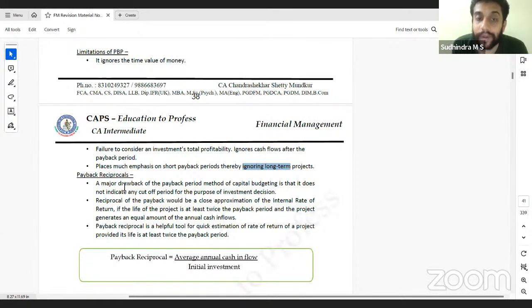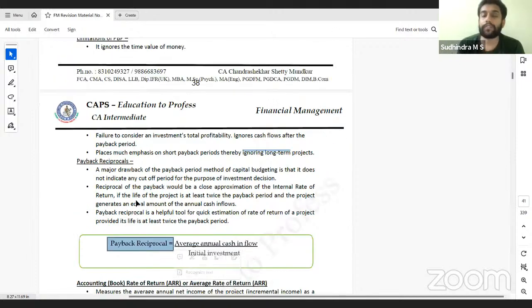A major drawback of the payback period method of capital budgeting is that it does not indicate any cutoff period for the purpose of investment decision. The reciprocal of the payback would be a close approximation of IRR, if the life of the project is at least twice the payback period and the project generates an equal amount of annual cash inflow. So payback reciprocal helps us get the rate of return of the project. Annual cash inflow divided by initial investment will give you the payback reciprocal.